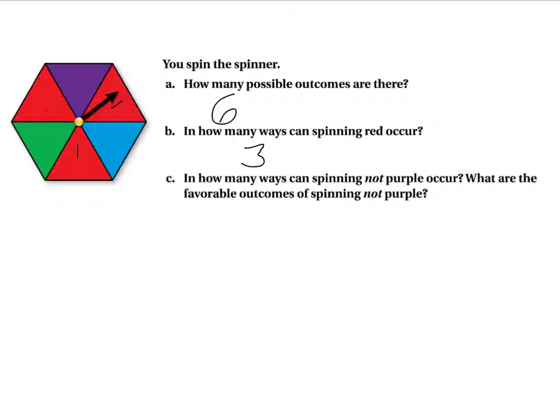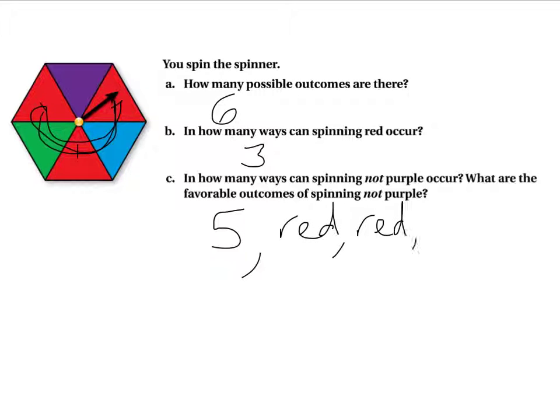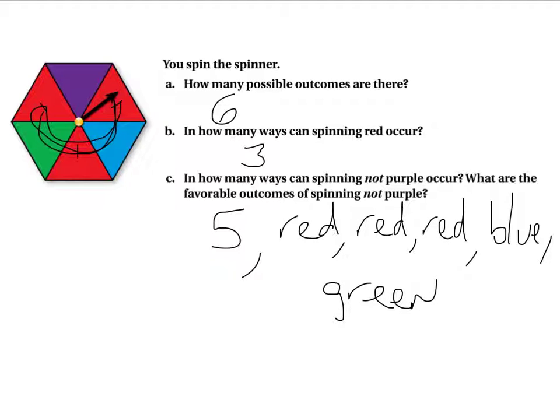Well, first of all, the first question: how many ways can spinning not purple occur? There are 5 of those here, so we would say 5. What are the favorable outcomes of spinning not purple? We would actually write red 3 times because there are 3 reds, and then there is also a blue and also a green. So those are the 5 favorable outcomes of spinning not purple. So that's basically what this section is about. Is just deciding your outcomes of events. What are your possible things that can happen whenever you do some of these things.